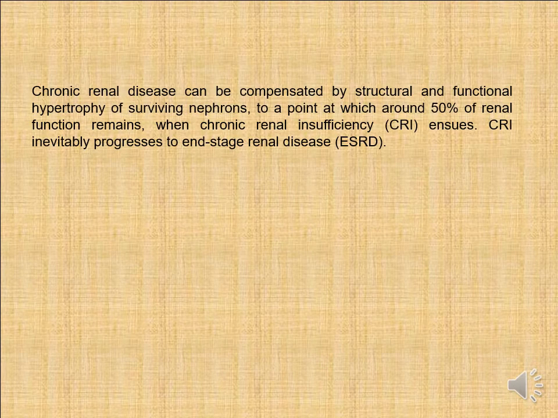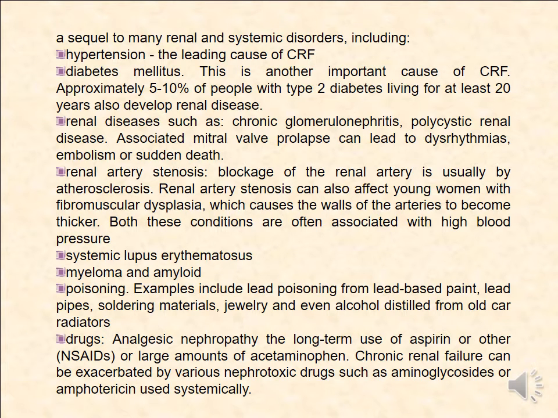Chronic renal disease can be compensated by structural and functional hypertrophy of surviving nephrons, up to a point at which around 50% of renal function remains, when chronic renal insufficiency ensues. Chronic renal insufficiency inevitably progresses to end-stage renal disease. So first it begins as chronic renal failure, then goes to chronic renal insufficiency, and ends with the end stage of renal disease.